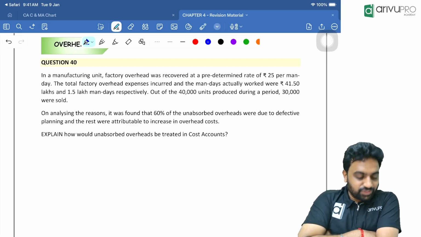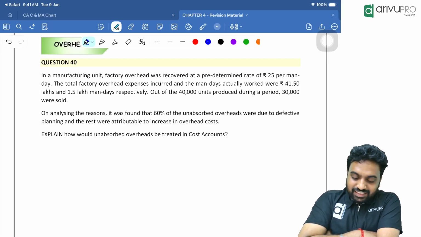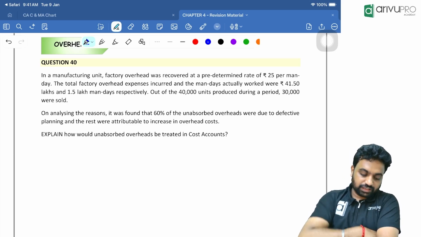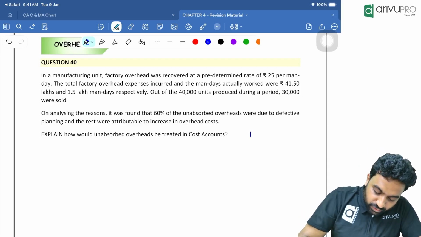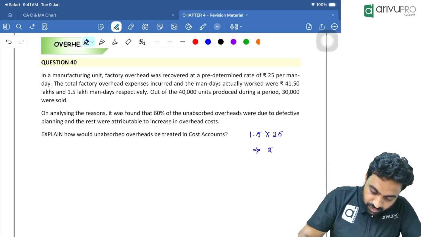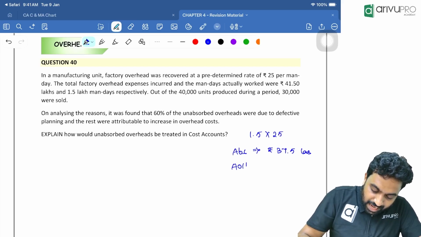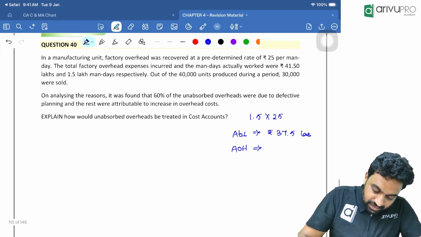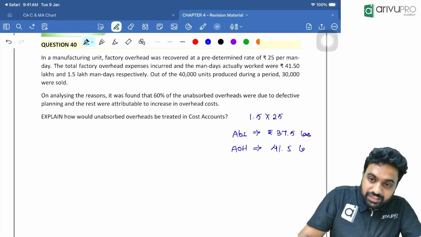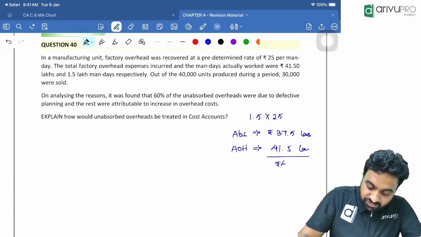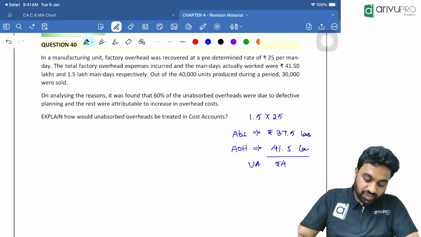In a manufacturing unit, factory overhead was recovered at a predetermined rate of 25 per man day. Actual factory overhead is 41.5, 1.5 man day is worked. So, how much is 1.5 into 25? 37.5, yeah. So, absorbed overhead is 37.5 lakhs. Correct? Yes. Actual overhead is, guys, 41.5 because no treatment is there. That means rupees 4 lakh is under absorption.